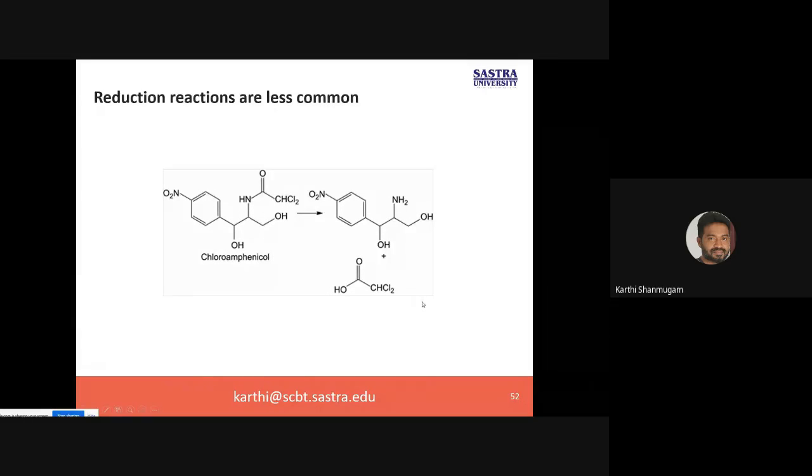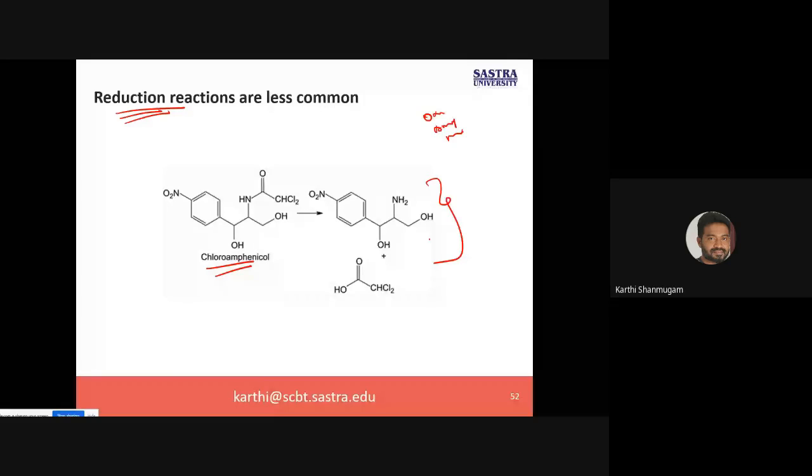So coming to this, so far what we have discussed are the oxidation reactions, amination, deamination and hydroxylation reactions. But in phase one, the reduction reaction is very rare, or we can say it is uncommon or less common, right? So we cannot expect many drug molecules to undergo the reduction reaction. Here, this is an example of a reduction reaction, and this is a drug molecule, and these are the metabolites after the reduction reaction.